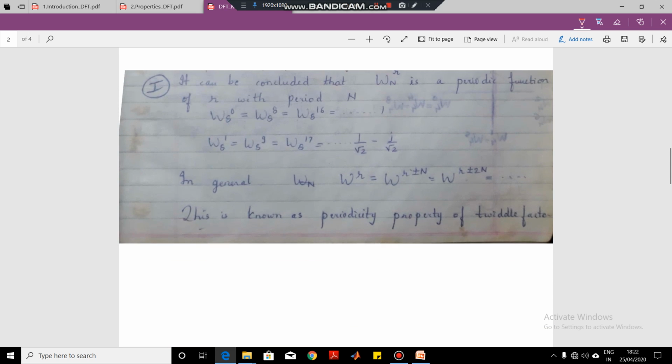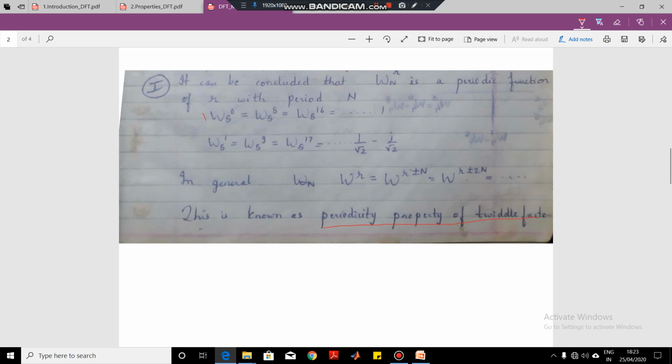Now this Twiddle factor, why it is called Twiddle factor and what are its important properties, we will see shortly. Now this Twiddle factor is periodic in nature. So one important property of Twiddle factor is that it exhibits a periodicity property. Okay, so the periodicity property of Twiddle factor is a very important property which will be used in the fast Fourier transform algorithm.